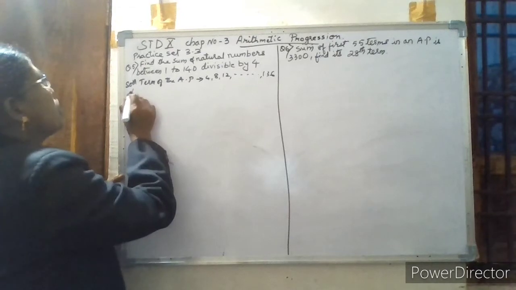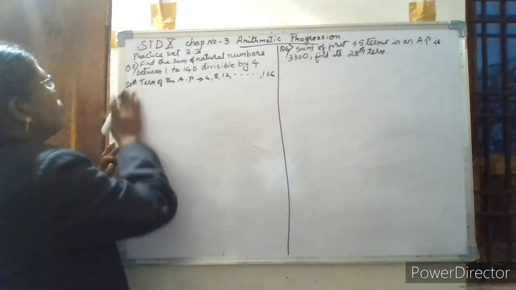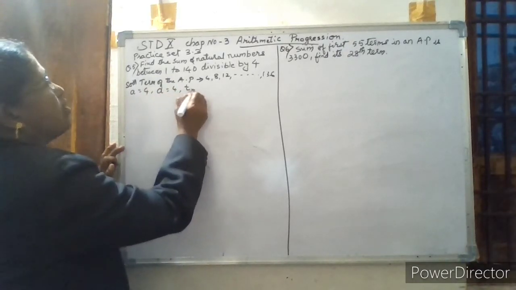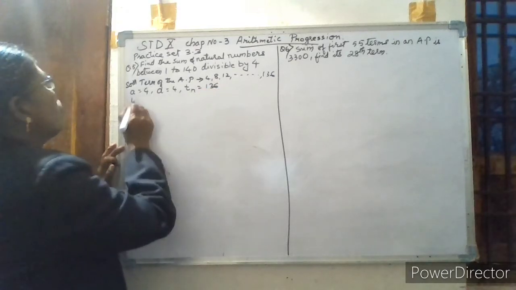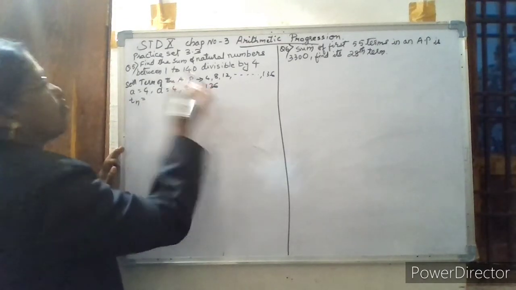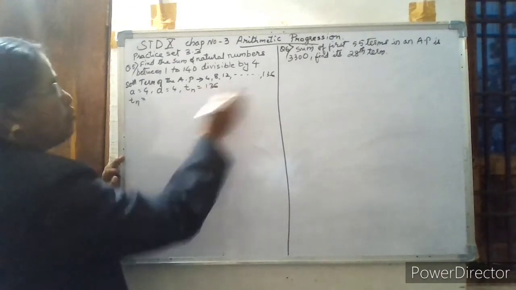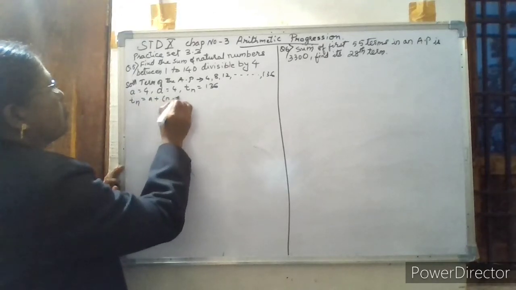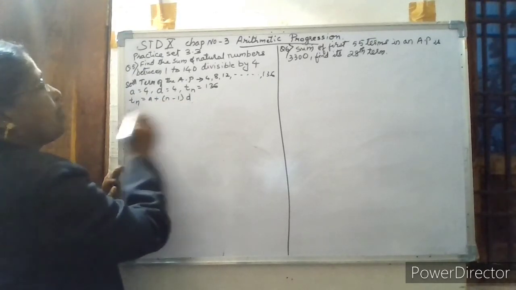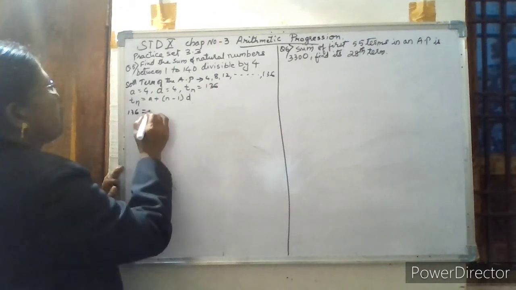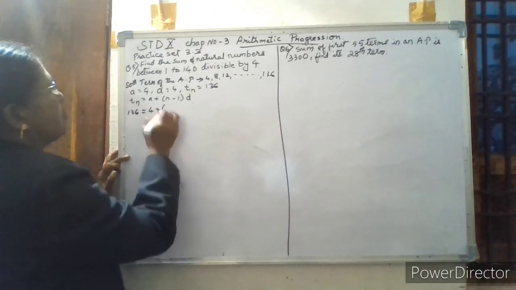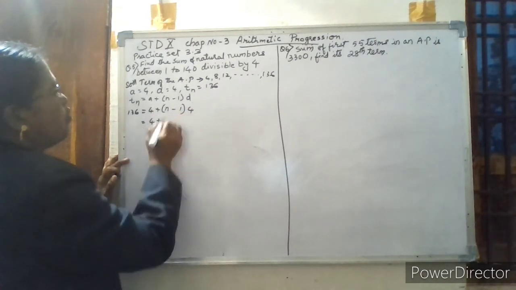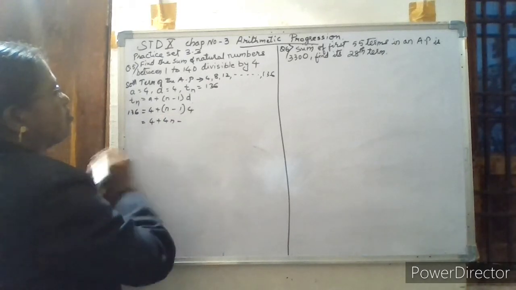So here, the a value is equal to 4, the d value is also equal to 4, and the nth term is equal to 136. Using the nth term formula, we find how many terms there are, that is n equal to what. The nth term is equal to a plus n minus 1 into d. So the nth term value is given 136, which is equal to a is 4 plus n, we don't know, minus 1 into d value 4. So it is equal to 4 plus 4n, minus 4, plus to minus is minus, 4 ones are 4.